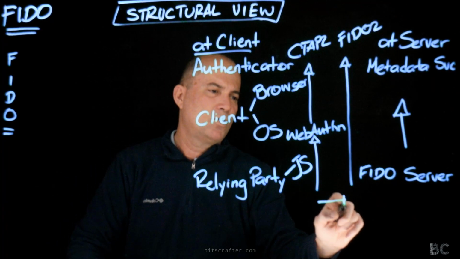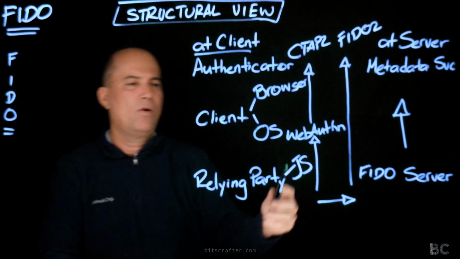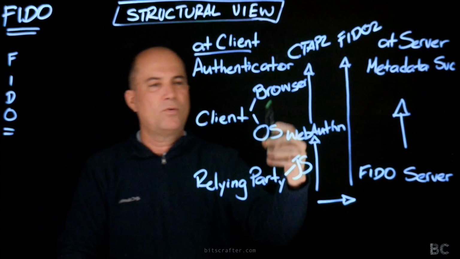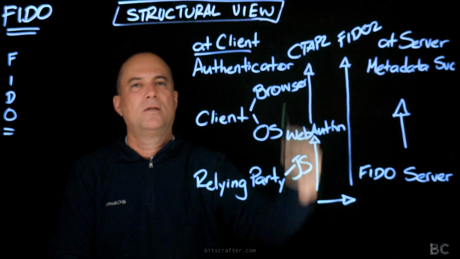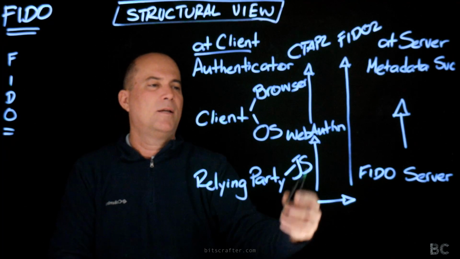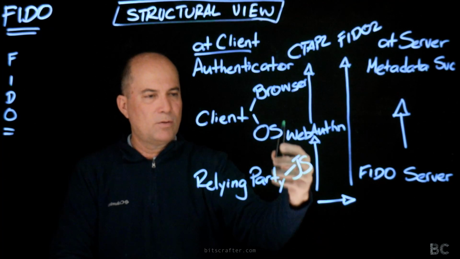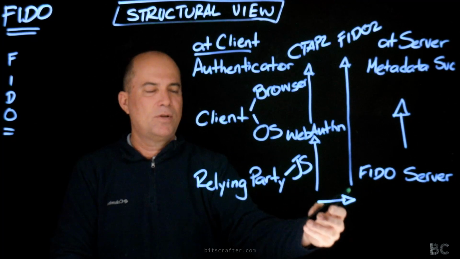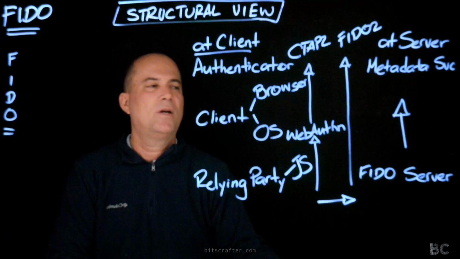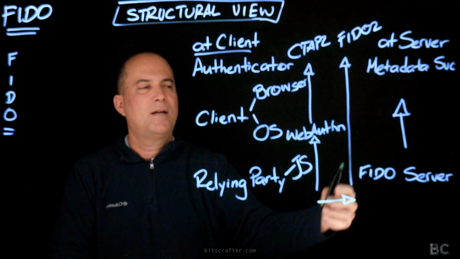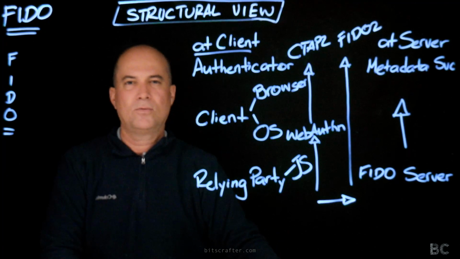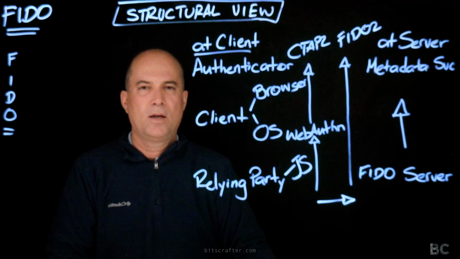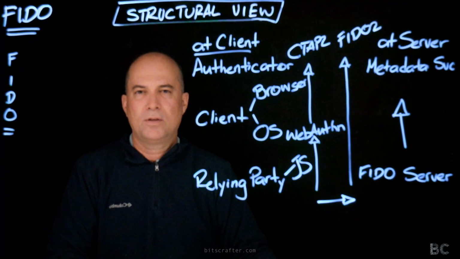So the FIDO server has a choice. And just to conclude, the way that this flows is typically the RP requesting the client to do something, going to the authenticator, the output coming back, then that output coming from the authenticator and the client passed to the server, which verifies that data. It could use the metadata service to validate and to make a decision on whether it wants to proceed or not with this FIDO operation.